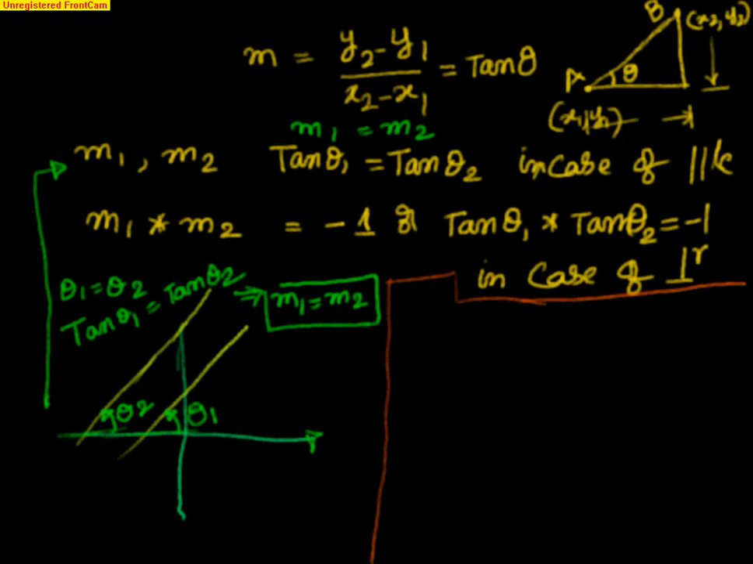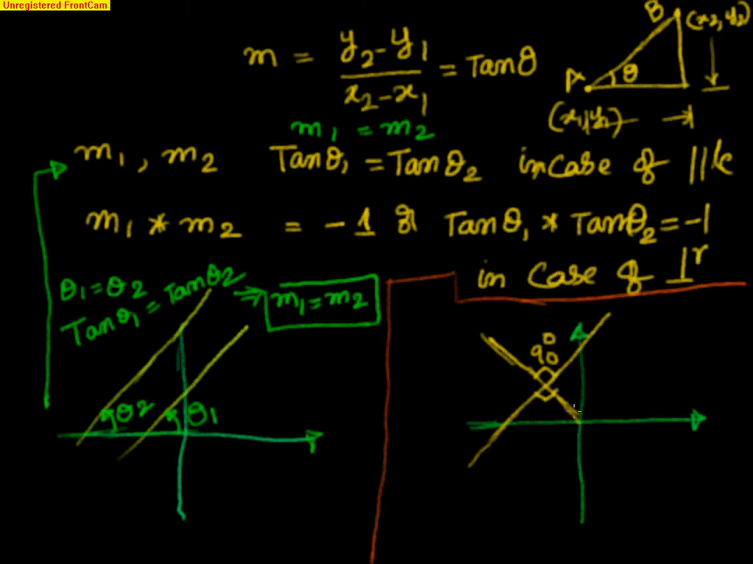Now for this, let me again draw the coordinate axis. Let me say that this is my x-axis and this is my y-axis. Now I have a straight line. This is my straight line. And there is another straight line which is perpendicular to this straight line. We know that this angle is 90 degrees.